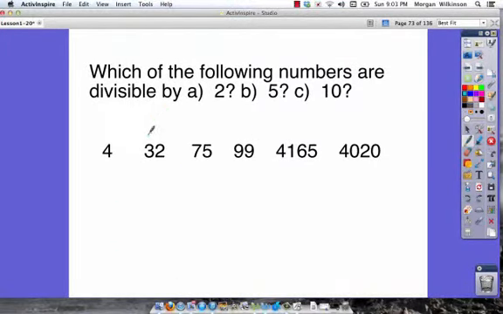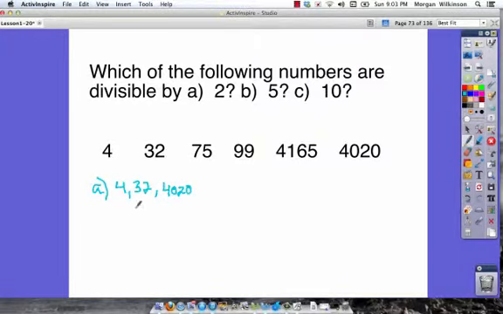Okay, we've got a three-part question here. Which of the following numbers are divisible by A, 2, B, 5, and C, 10? Let's answer question A first. By 2, that means the last digit has to be an even number. So 4 is definitely divisible by 2. 32 is divisible by 2. 75 is not, because its last digit is odd. 99 is not. 4,165 is not. 4,020 is.